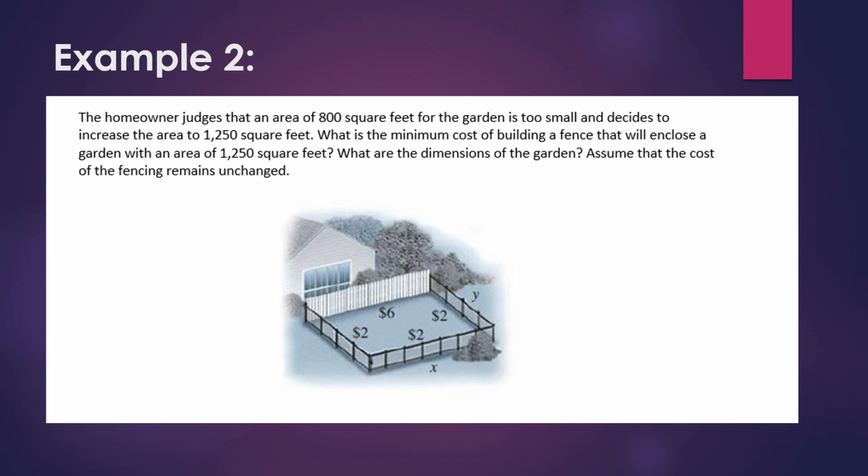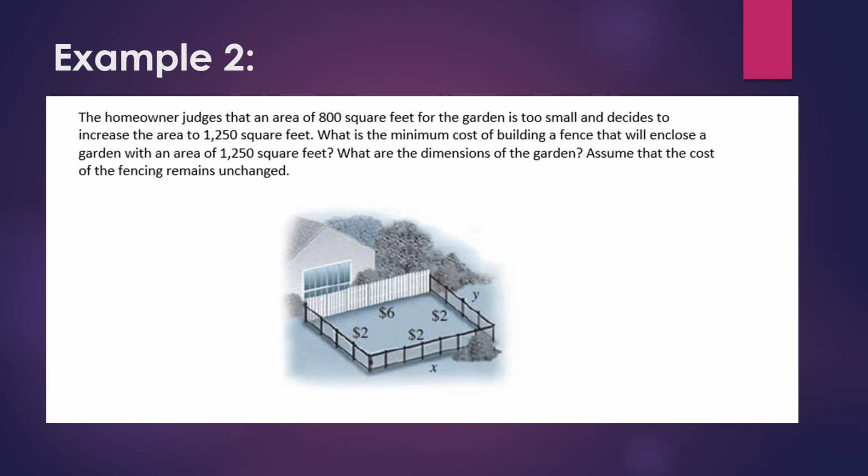square feet? They're asking, what are the dimensions of the garden? And they're saying, assume that the cost of the fencing remains unchanged. So this problem is similar to part 1, but definitely different. Before they were saying that I have a budget of $320, what's the biggest yard that I can make? Now they're saying that I need a yard of 1,250 square feet. What is the minimum cost that it will take to make that fence? So similar, but definitely different.